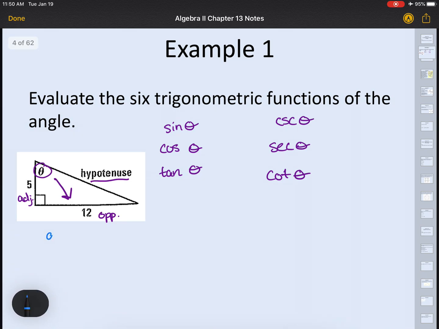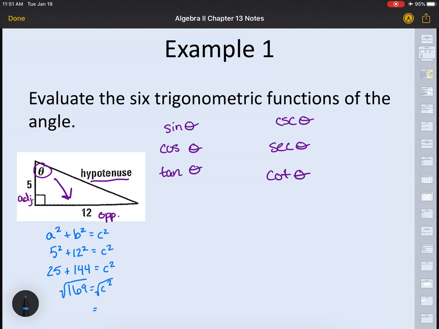So what I could do is use the help of the Pythagorean theorem. a squared plus b squared is c squared. If you assign one of the legs to be a and the other leg to be 12 or b, we're trying to figure out hypotenuse c. 5 squared is 25, and we're adding 144, or 12 squared, and it's equal to the hypotenuse squared. 25 and 144 is 169. To figure out c, you take the square root on both sides. 169 is a perfect square, so the hypotenuse is 13.